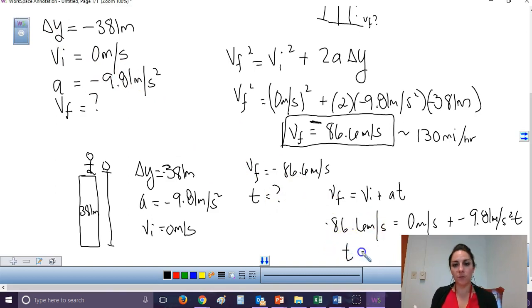So if you solve this out, this is about 8.81 seconds when you solve it out. Now, it might be a little different if you use these numbers because I'm actually just doing this from memory. If you calculate out, you might get 86.4 or 86.5. It's fine. The method is the most important part. So 8.81 seconds. So that's a long time to fall.